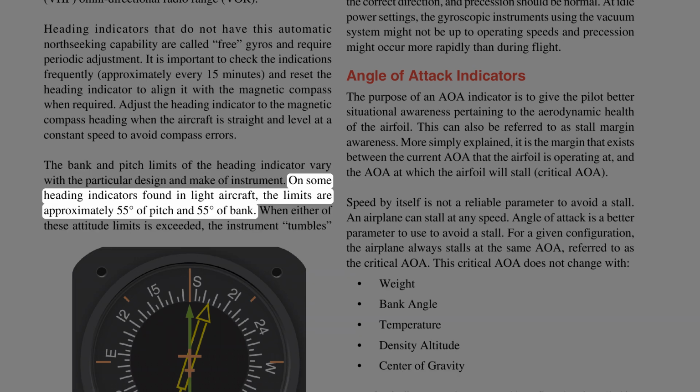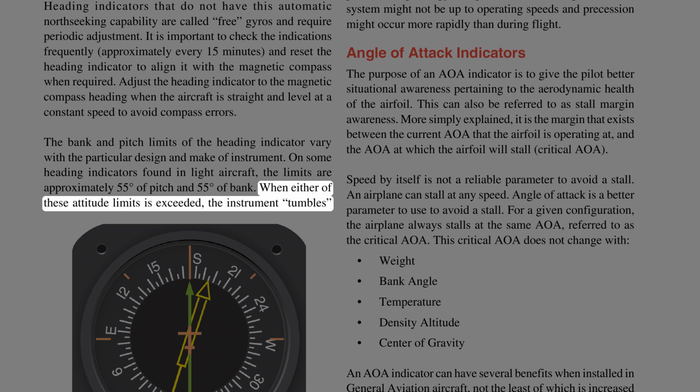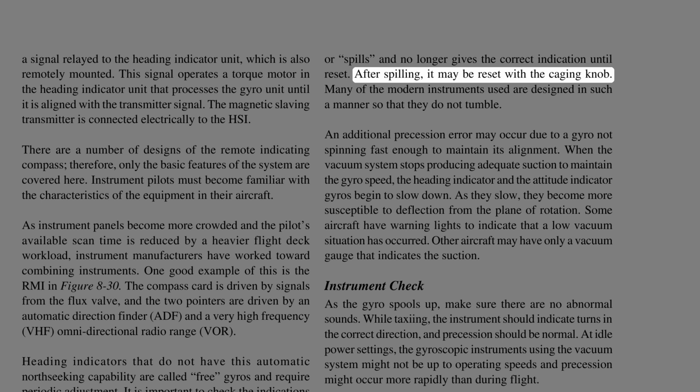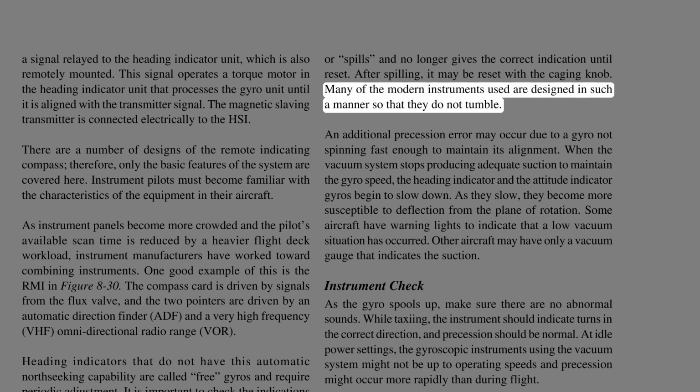The bank and pitch limits of the heading indicator vary with the particular design and make of instrument. On some heading indicators found in light aircraft, the limits are approximately 55 degrees of pitch and 55 degrees of bank. When either of these attitude limits is exceeded, the instrument tumbles or spills and no longer gives the correct indication until reset. After spilling, it may be reset with the caging knob. Many of the modern instruments used are designed in such a manner so that they do not tumble.